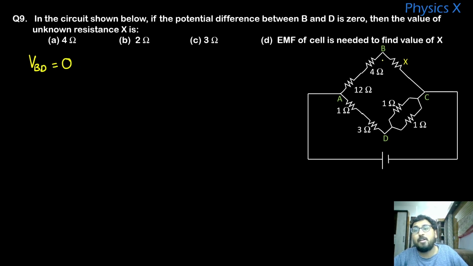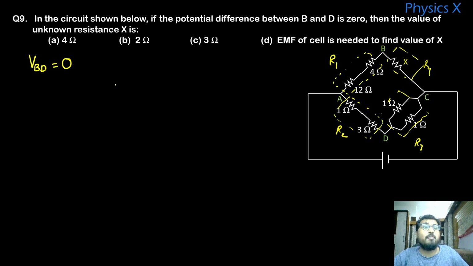So what is the combination? If this potential difference is going to be 0, then I told you that this combination should be a Wheatstone bridge, right? Suppose I call this resistance branch R1, this resistance branch R2, this branch R3, and this is your R4. If VBD equals 0, then this type of question can be asked in your competitive examination, right? Then we know that R1 by R2 is equal to R4 by R3.